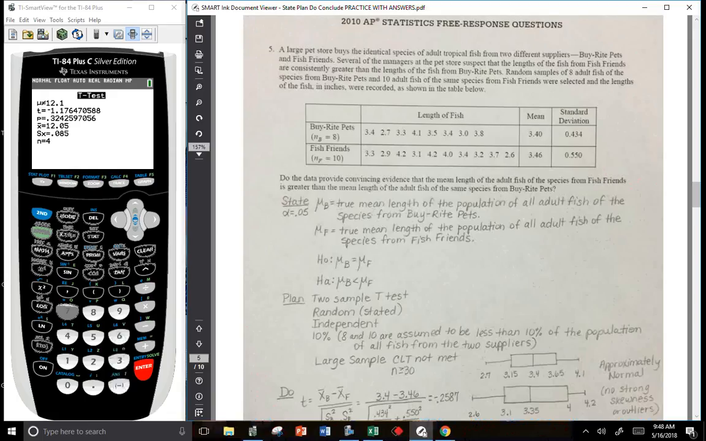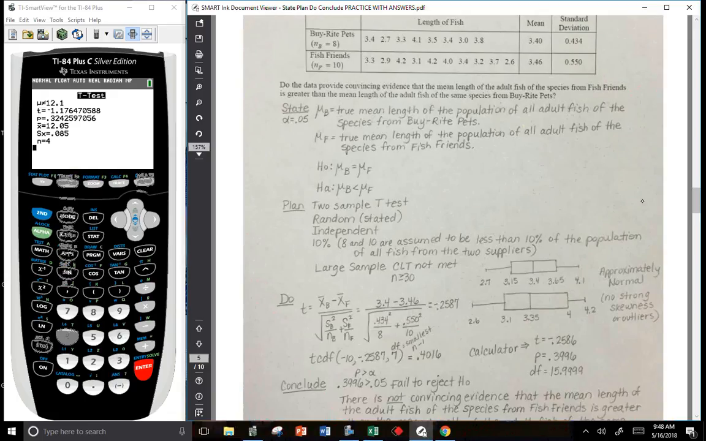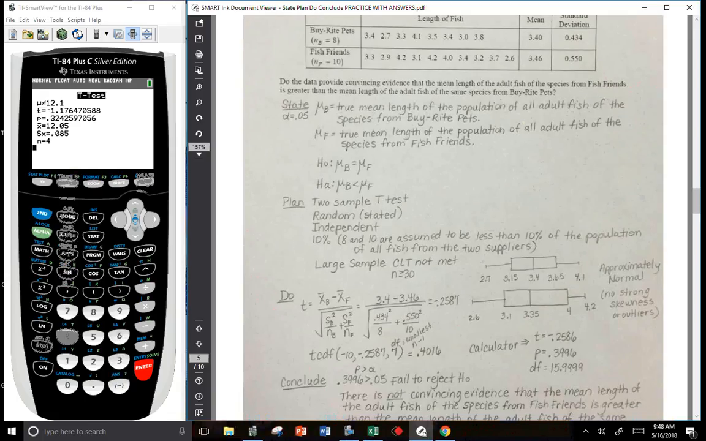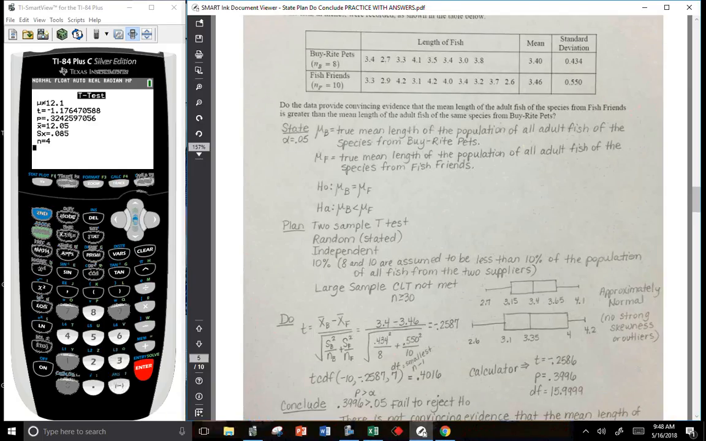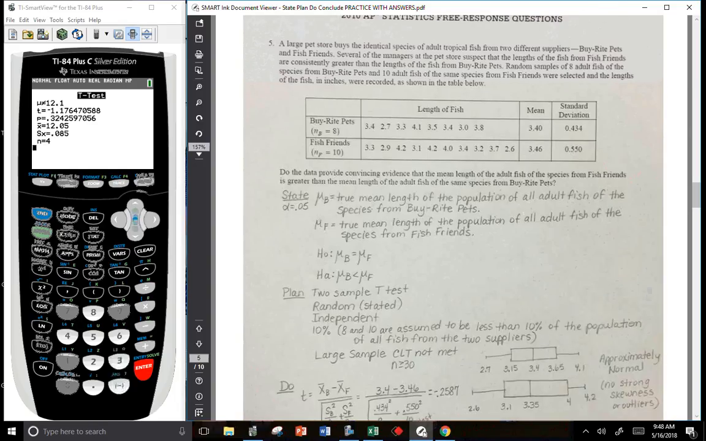You see it? I see the eyes back there. You good? So my plan is to do a t-test, but it's 2 sample this time. 2 completely separate samples. Random, independent, 10%. You want to talk about each one. I would probably need to elaborate on independent and say that the fish don't affect each other or something like that. Like the length of one fish doesn't affect the length of the next fish that they pulled.